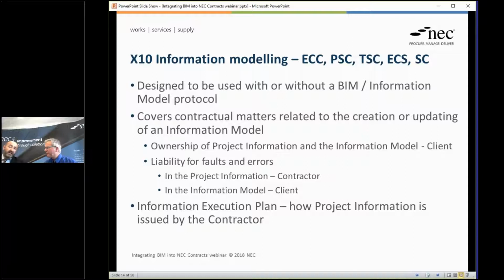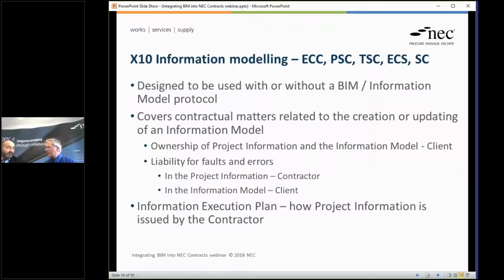Absolutely. And it could be that the client engages a professional consultant through a PSC to host it for them. But the other members of the supply chain see the client as the person who is hosting that model. Because when it comes to liability for faults and errors, we have a clear demarcation: faults in the project information, so the information supplied by the contractor, consultant, etc., that responsibility for liability sits with them, as you would expect. They have to supply that in accordance with the information model itself.